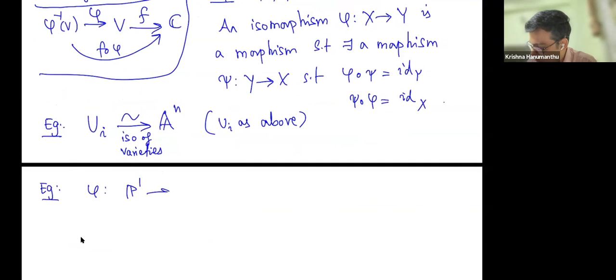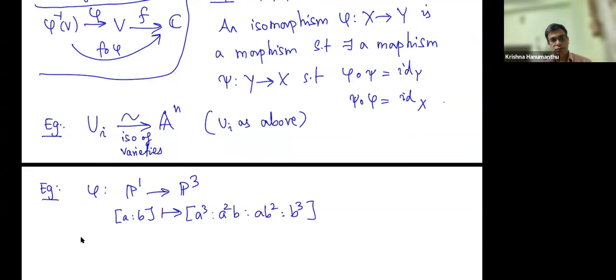So let's say I have this. P1 to P3. I'll define a point (a, b). So remember, P1 has two coordinates. It is C2 minus 0 modulo the equivalence relation. So I'll send this to (a cubed, a squared b, a b squared, b cubed). It is easy to see that every time you talk about projective spaces, you need to ensure that one of the coordinates is non-zero, because you are not allowed to have every coordinate 0. But if they're all 0, in particular a cubed is 0, then a is 0. And if b cubed is 0, b is 0, which is not going to happen. So this being a point in projective line, you will have either a non-zero or b non-zero. So this is a well-defined map.